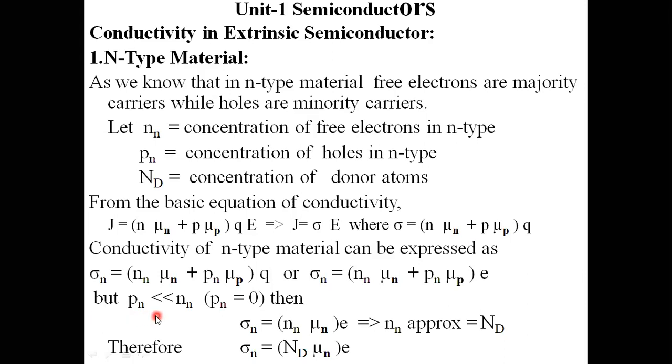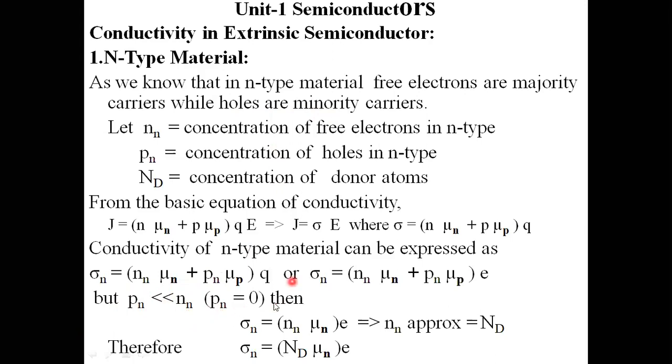But this pn, the concentration of holes in n-type semiconductor material, is very much less than nn. That is, holes are minority charge carriers and electrons are majority charge carriers. Therefore the concentration of holes is very much less than the concentration of electrons in n-type semiconductor material, and pn is approximately equal to 0.